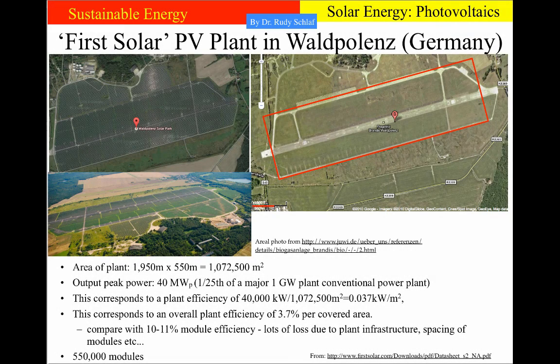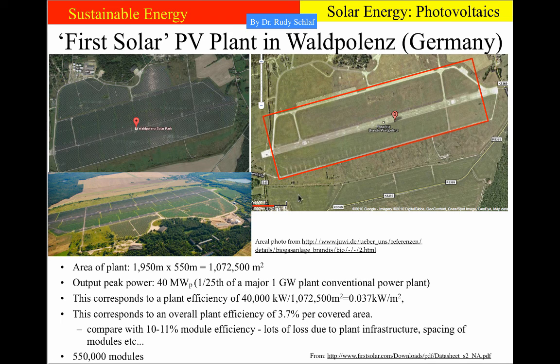It's interesting to compare the efficiency of solar panels with the efficiency that can be achieved when these panels are put into a photovoltaic power plant. In Germany, they built a pilot plant based on these First Solar cadmium telluride modules in Waldpolenz. They used an old airport and just covered it in these modules. And that's what you see here.